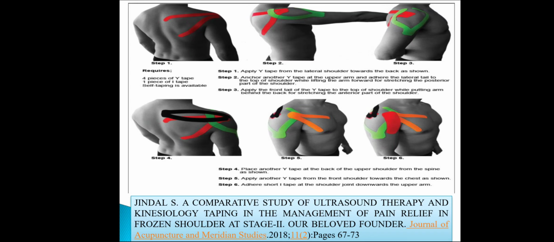In a study by Jindal S., a comparative study of ultrasound therapy and kinesiologic taping in management of pain relief in frozen shoulder at stage 2. These are the stages where he applied the kinesiotaping for the frozen shoulder. First he targeted the infraspinatus, then he applied the tape for deltoid, then for supraspinatus, followed by the tape for pectoralis, and then the anchoring tape at the shoulder joint downwards the arm.